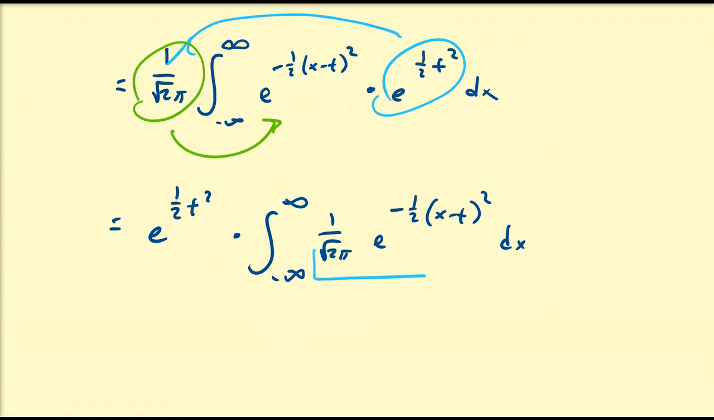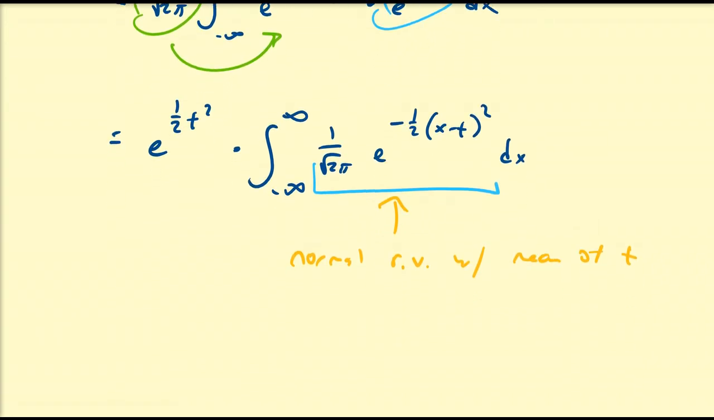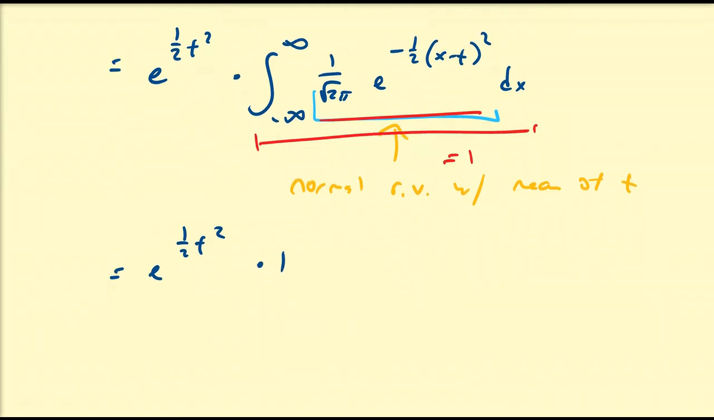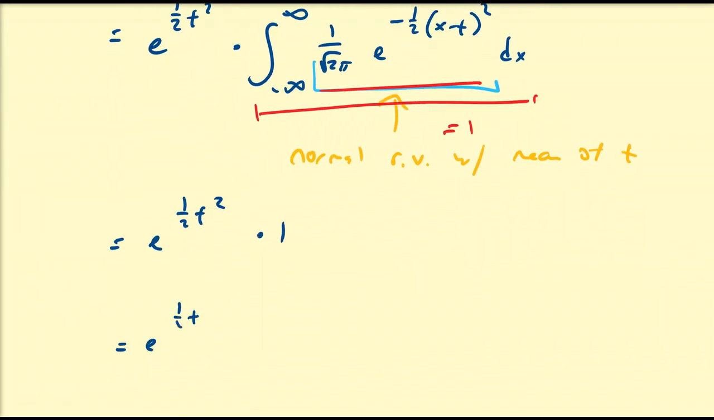So what is this expression here? This expression is a normal random variable with a mean of t. Using u substitution, you can verify that that pretty much is a normal random variable. So that means if this is a PDF, this integral must precisely be equal to 1. So this is equal to e to the 1/2 t squared times 1, which is just e to the 1/2 t squared.